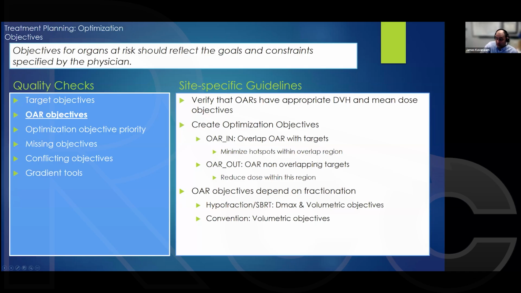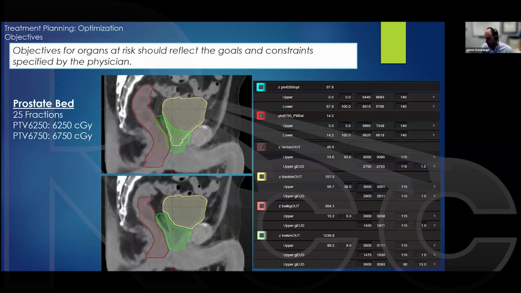OAR objectives also depend on the fractionation. If you're working in the hypofractionation or SBRT realm, you're looking a lot at Dmax and some volumetric objectives, but typically you're skewed more towards the high dose controls. In conventional fractionation, volumetric objectives and mean doses come into play. It also depends on whether it's a serial or parallel structure in the conventional fractionation scheme. So it might look something like this.